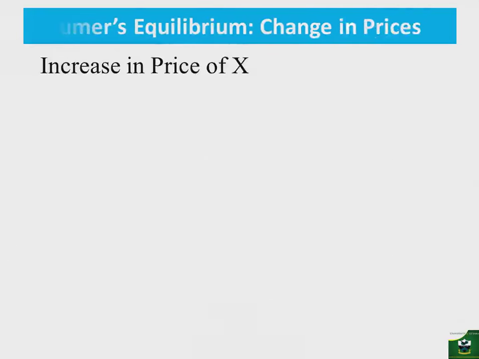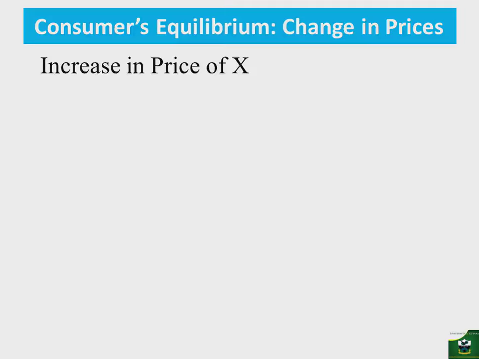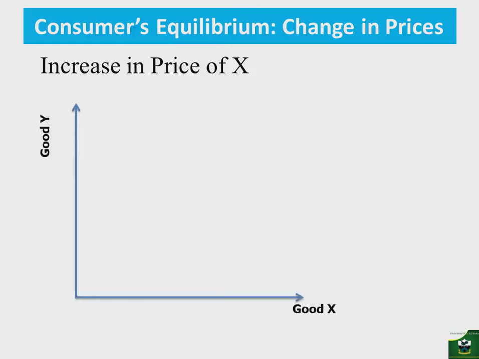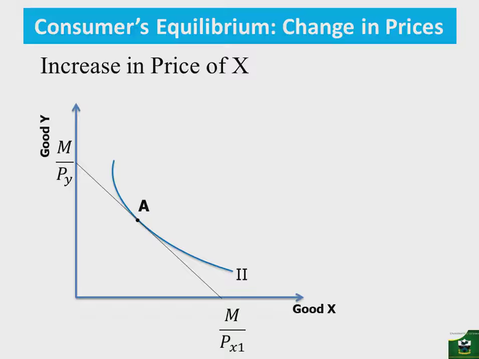Let's look at the graphical illustration of the change in prices. Consider an increase in the price of good X with good Y on the vertical axis and good X on the horizontal axis, and our initial equilibrium point being point A, where the budget line is tangent to indifference curve 2. An increase in the price will change the budget line in which direction? Try to guess before I do my presentation here. Okay, so if you guessed inwards, you are correct along the x-axis. So the budget line will tilt inwards, and we are moving our equilibrium point to point B.